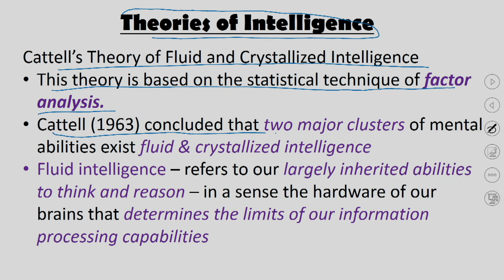Now, Cattell in 1963 concluded that there are two major clusters of mental abilities, which are called fluid and crystallized intelligence. So, what Cattell says is there are two types of intelligence, the fluid type and the crystallized type. Now, what is fluid intelligence?